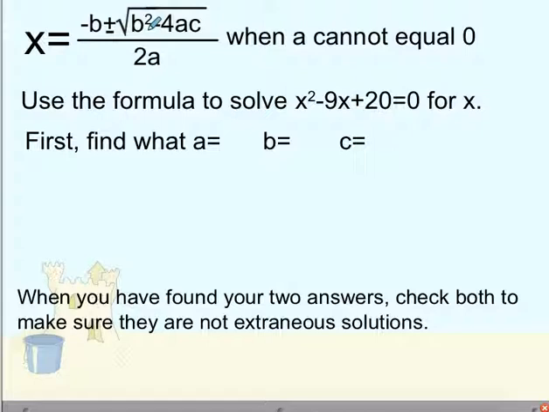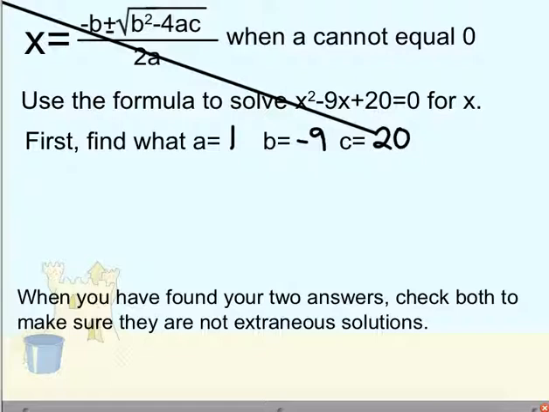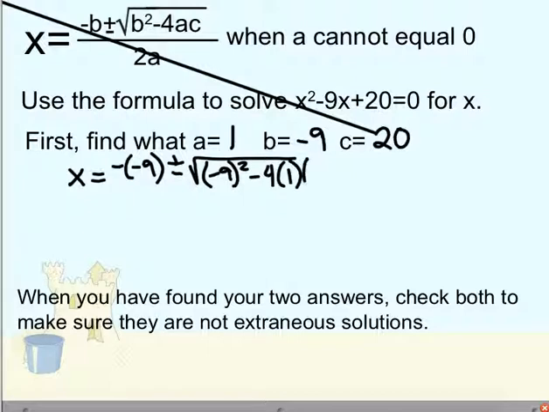So in this case, a is 1, b is negative 9, and c is 20. So I'm going to plug this into my quadratic formula, simplify, and find my possible 2 answers. So x equals negative b. Well, if I have a negative 9, plus or minus the square root of b squared, so my negative 9 squared, minus 4 times a, which is 1, times c, which is 20, all over 2 times 1.